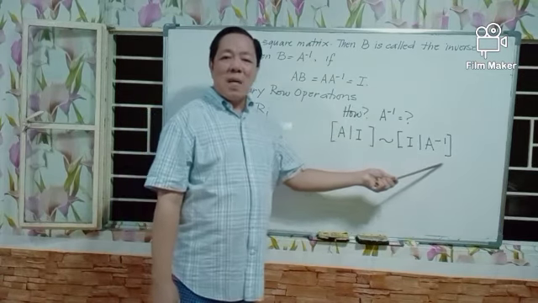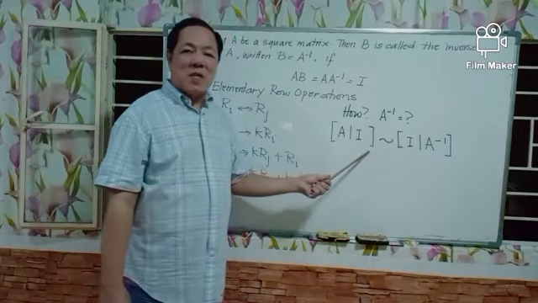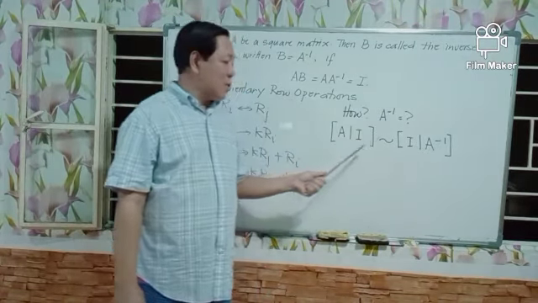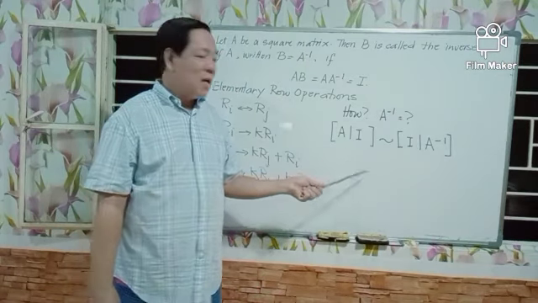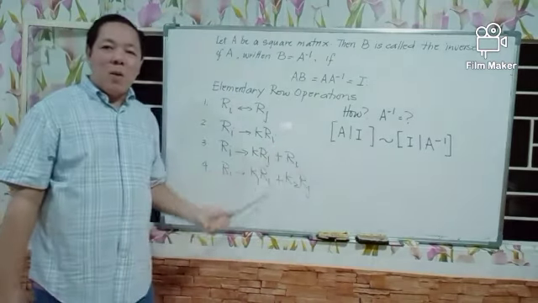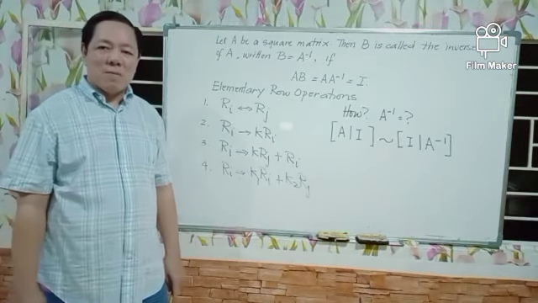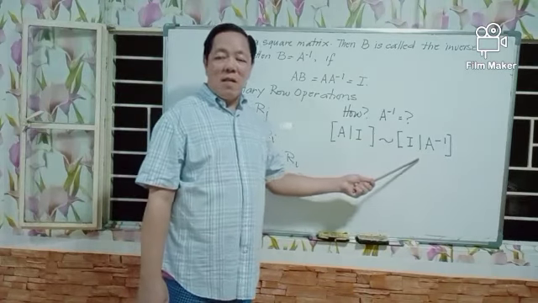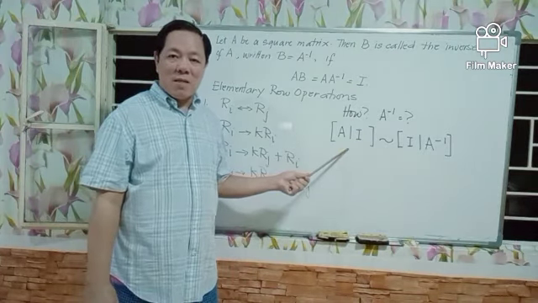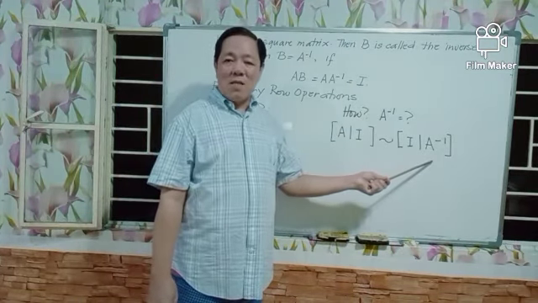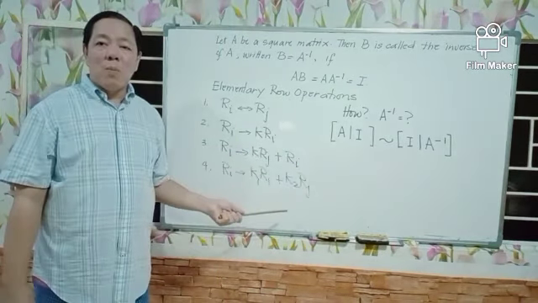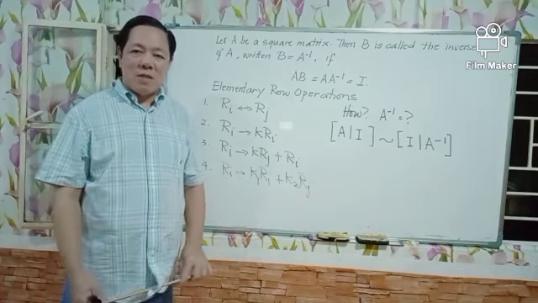Now, this second matrix is said to be equivalent to the first matrix. And we say that a matrix is equivalent to an original matrix if the new matrix is obtained from the original matrix using one or more of the elementary row operations.